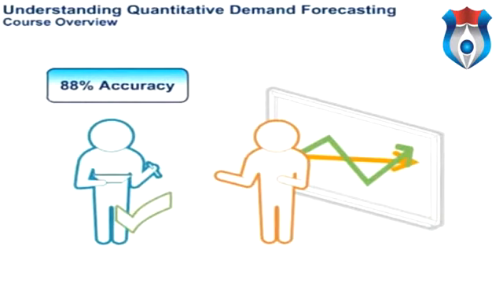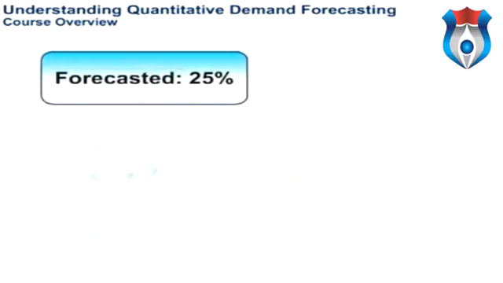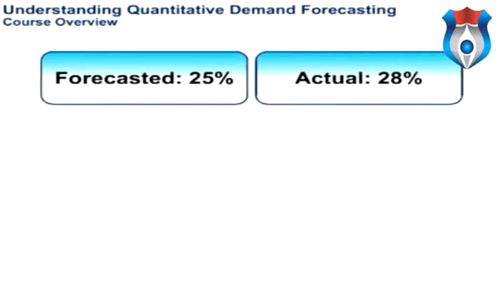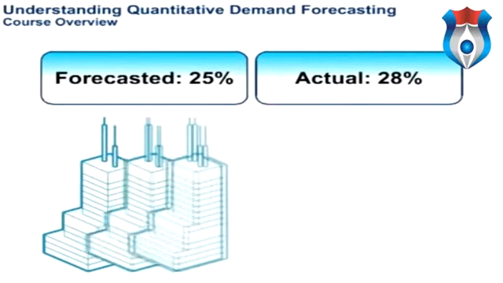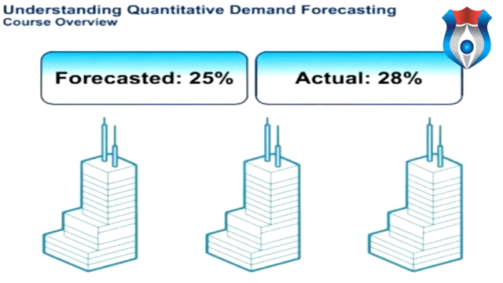Continuing with the previous illustration, if forecasted growth was 25%, while actual annual growth was 28%, the company will still need to expand in the future. While the timing of their capacity expansion may be slightly incorrect, the plan to add capacity is still valid. In other words, the forecast was value-adding.